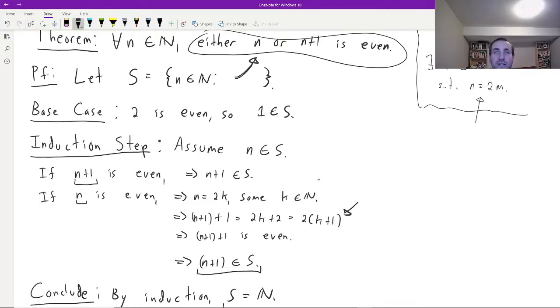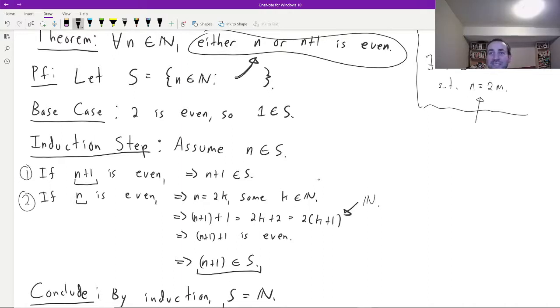And there are two cases to think about. The first case is that n was in S because n plus 1 is even. Well, then I'm done, right? n plus 1 is in S. That's all I needed to check. The second case is that n was even, but I don't know if n plus 1 is even. Well, what can we do? In that case, n is equal to 2k for some k in N. That's what it means for n to be even. So that means n plus 1 is 2k plus 2, which is equal to 2(k plus 1). But k plus 1 is an element of N, therefore n plus 1 is even, and therefore n plus 1 itself is an element of S.